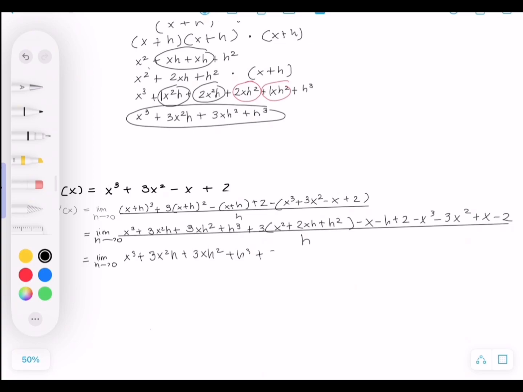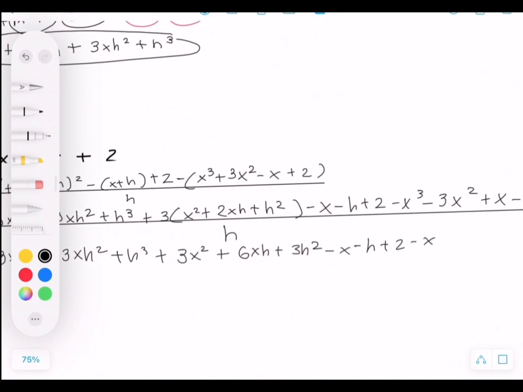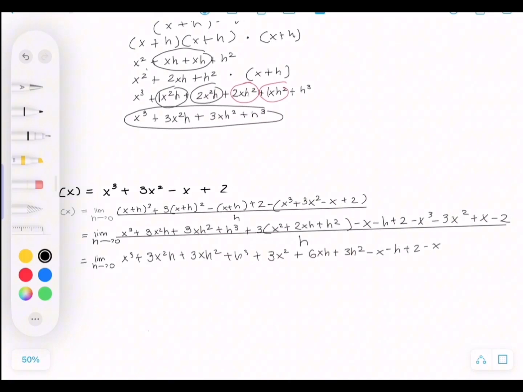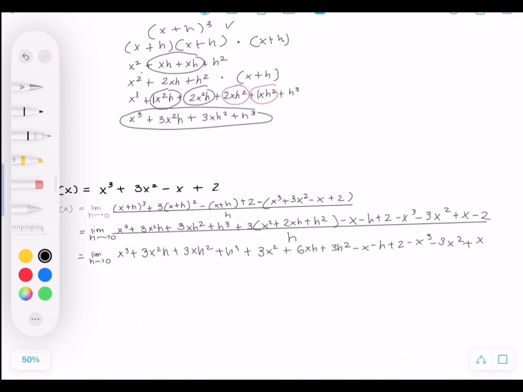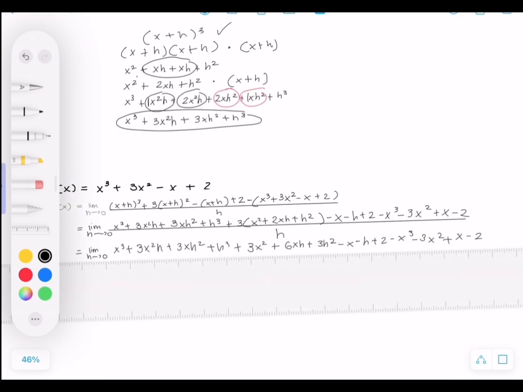So 3 times x squared, you will get 3x squared. Plus 3 times 2xh, you multiply the coefficients. You get 6, then copy xh. Plus 3 times h squared, you will get 3h squared. Then copy the rest. So you copy the rest of the equation here. Then divide by h.